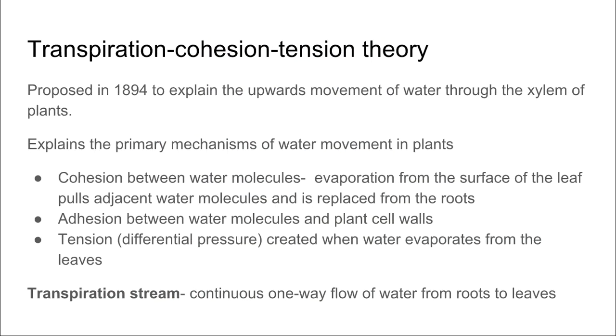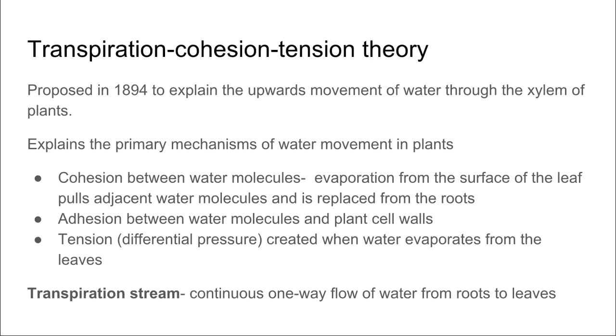The way in which water moves from the roots to the leaves was proposed in 1894, and the theory, the transpiration cohesion-tension theory, was used to explain the upwards movement of water. It explains the primary mechanism of that movement, and there are three main ways which work together to create this theory. The first is cohesion, which is between the water molecules.